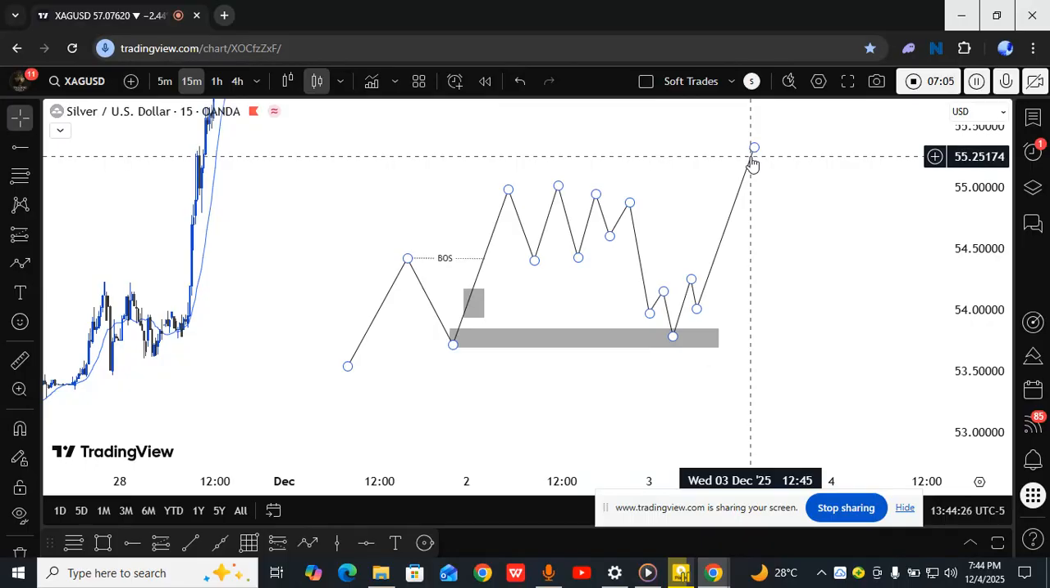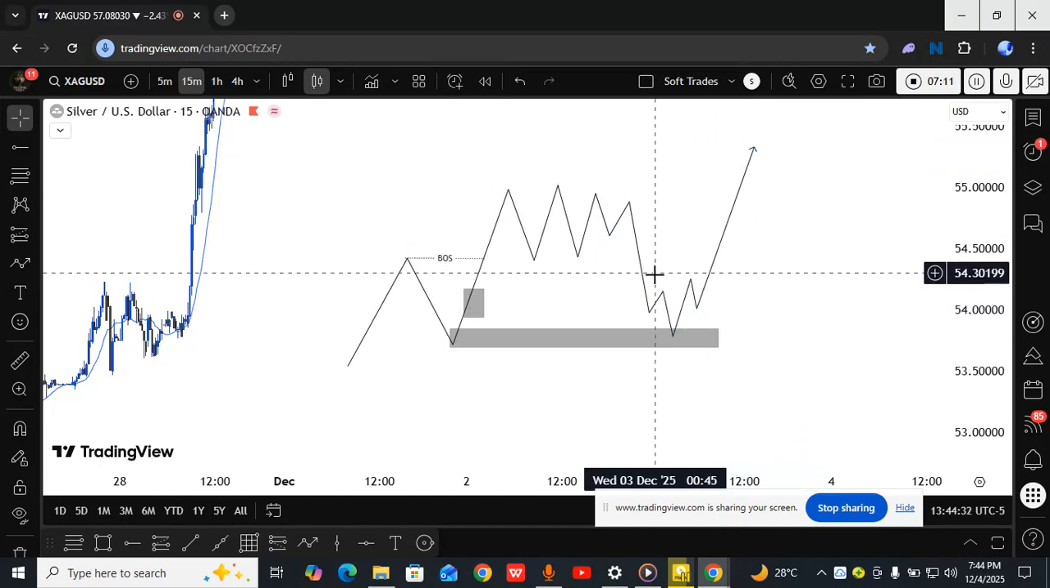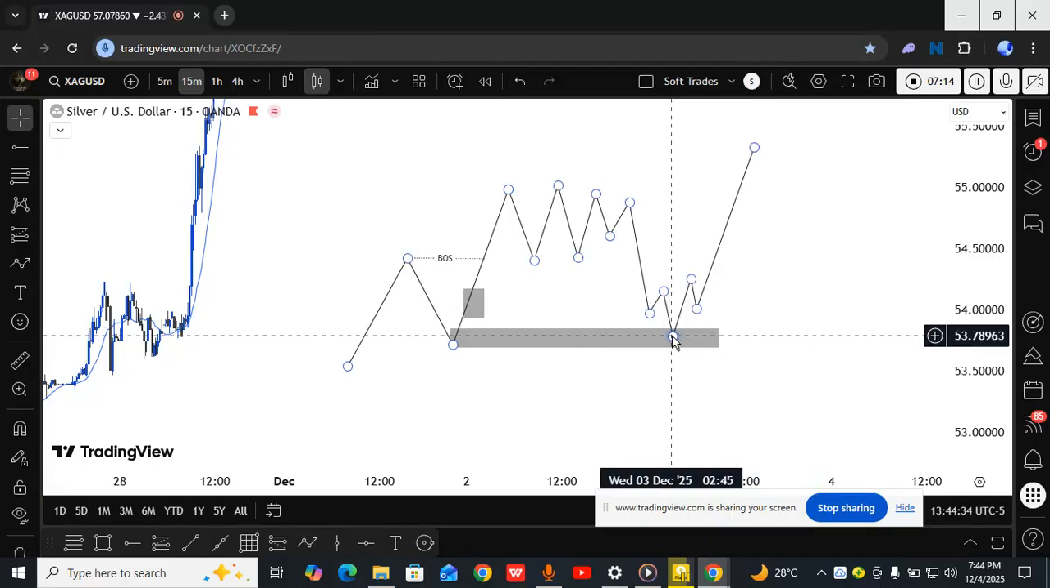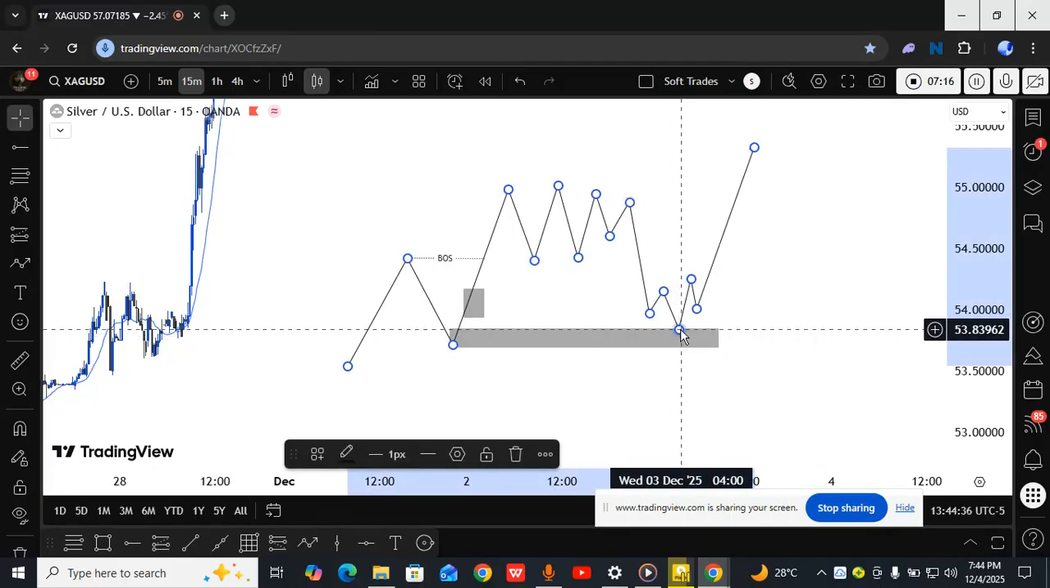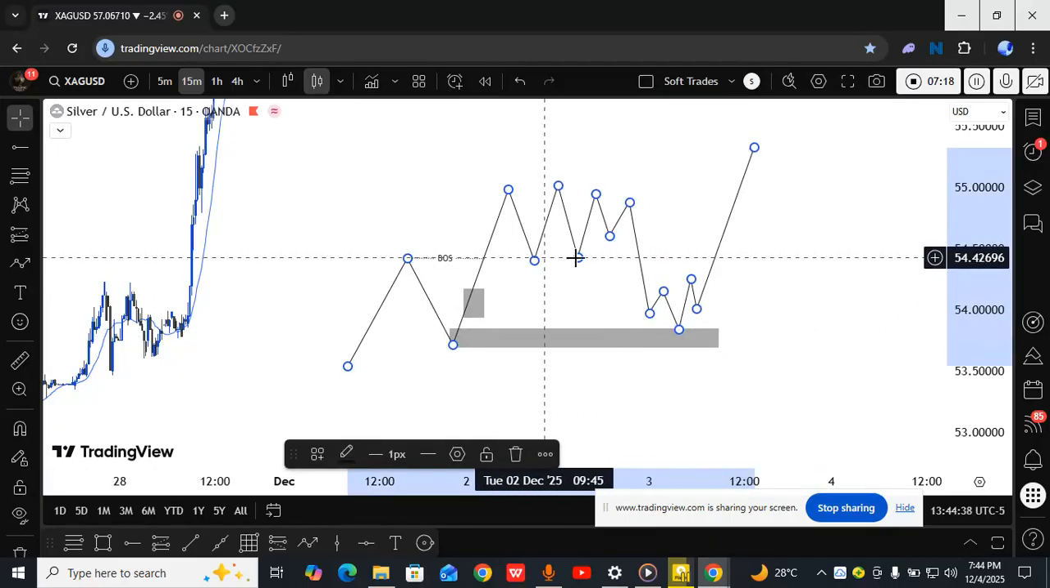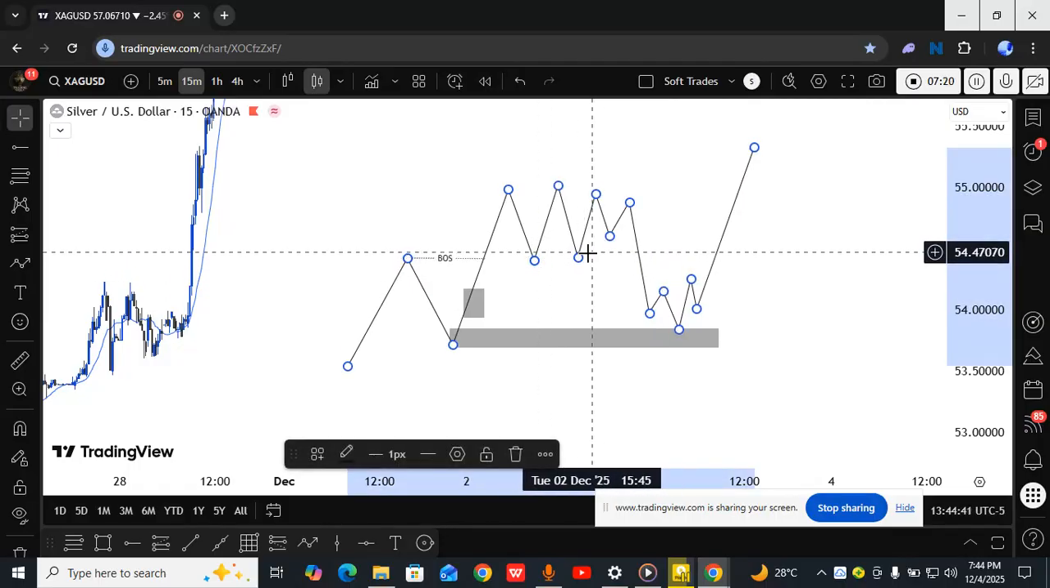I don't know about other pairs, but that is what I've noticed. But I believe pairs like Euro USD, major currency pairs, they also do this. So once they get into that golden zone, they only give you setups when the market is ready to pump back up. So that is what this liquidity is all about.